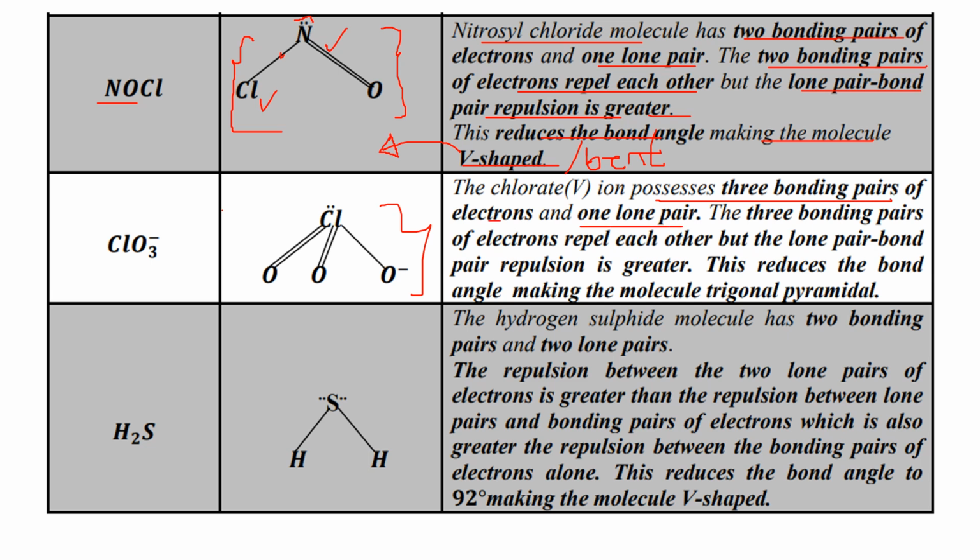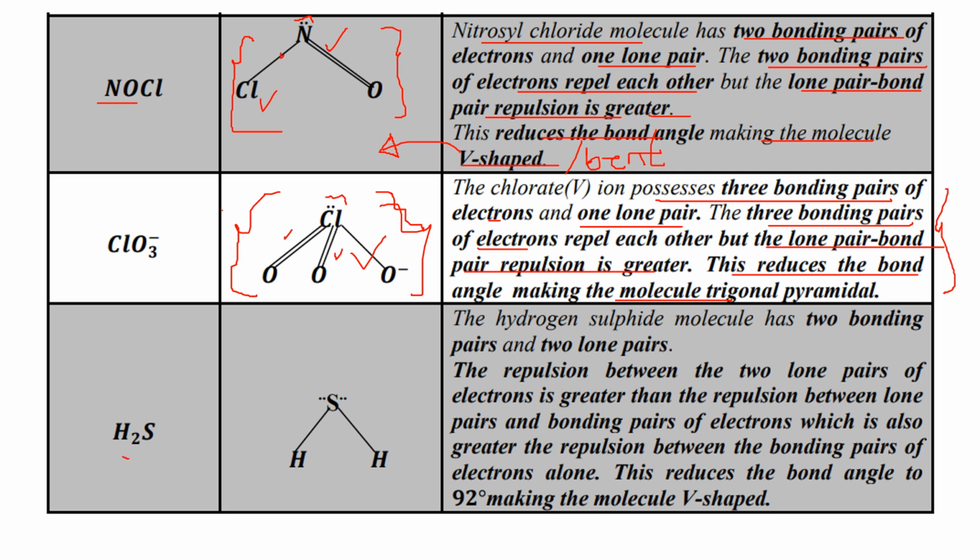You are going to say that the three bonding pairs of electrons are going to repel each other, but the lone pair to bond pair repulsion is going to be greater. With that being said, this is going to reduce the bond angle, making the whole molecule adopt a trigonal pyramidal shape. That's why the chlorate(V) ion is drawn in that format. For as long as it has 3 bonding pairs of electrons and 1 lone pair, or any molecule or ion which is in that form, the explanation is going to remain the same.